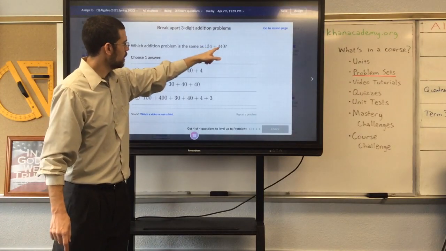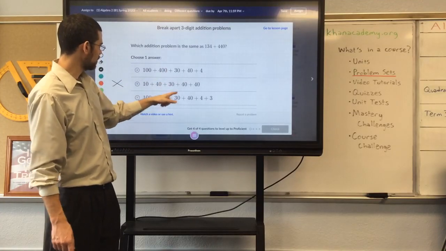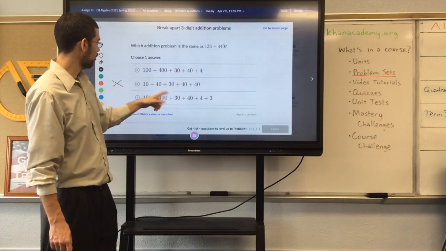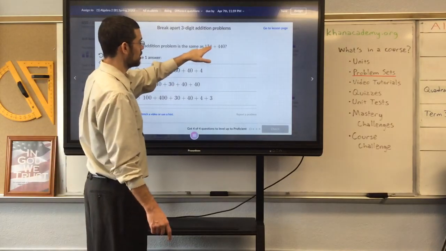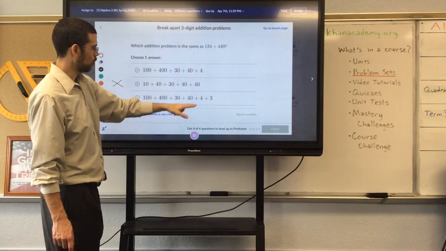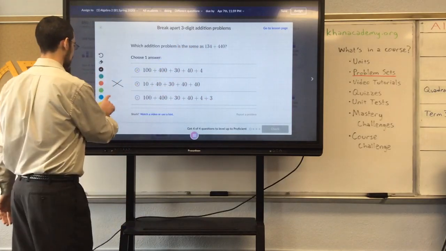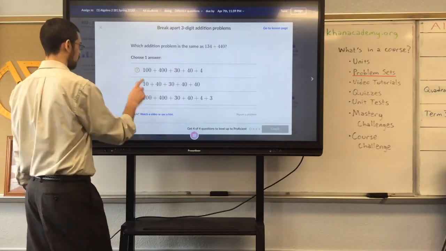I want 30 and 40. That's okay, but it's not the right one. 30 and 40, that's both good. This one has 4 ones. That one has 0 ones. Both of these have 4 ones. But this one has 3 ones. Well, I don't have 3 ones anywhere here, so it's not that. So I'll pick A.